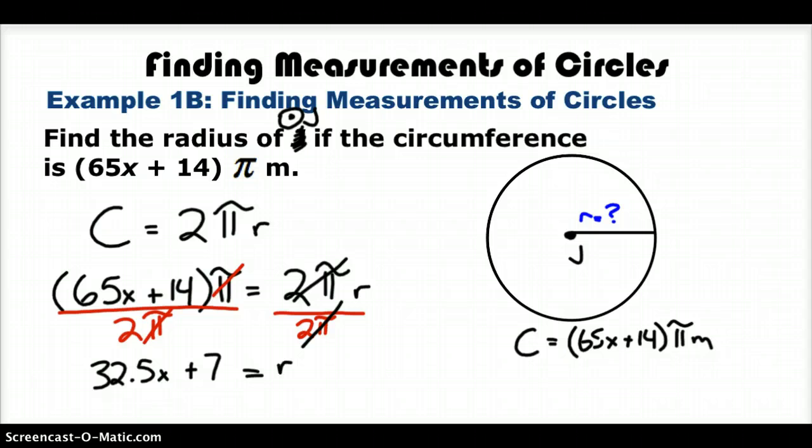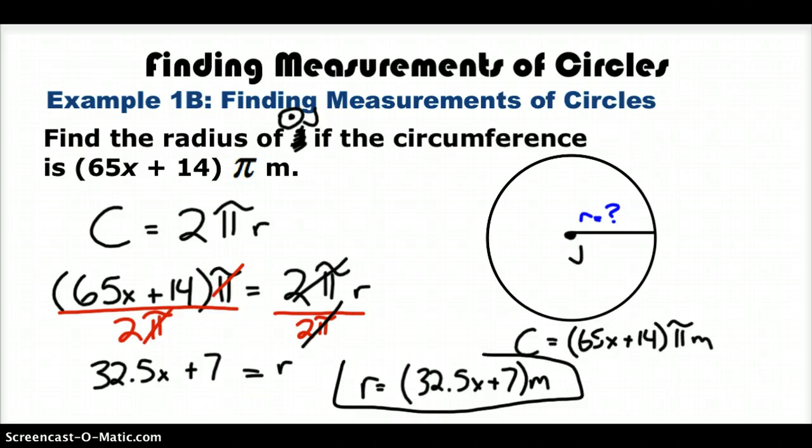So the final thing that we want to do is include parentheses and put our units. I'm just going to write one final answer here. I'll say my radius is going to be equal to 32.5x plus 7, and we are working in meters. So this would be our final answer.